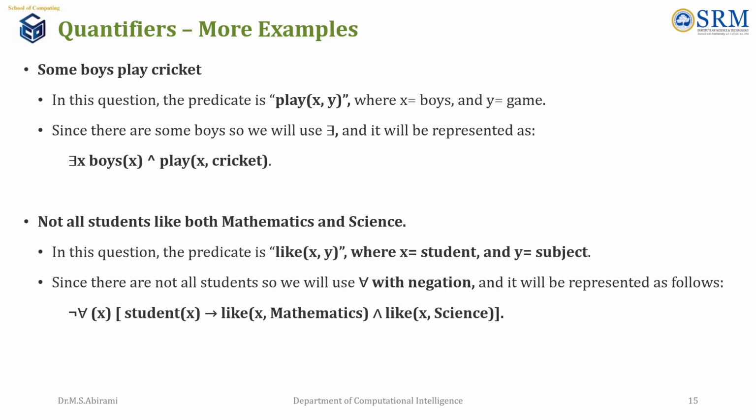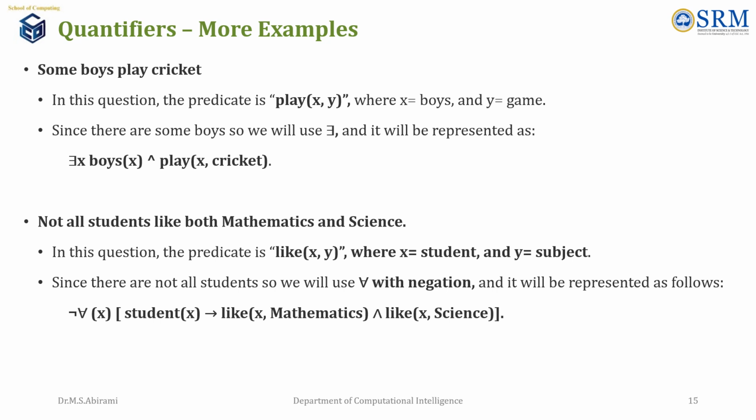The third example is some boys play cricket. Here the predicate is play(x, y), where x is equal to boys and y is equal to game. Since there are some boys, we will use there exists, and it will be represented as ∃x boys(x) ∧ play(x, cricket).